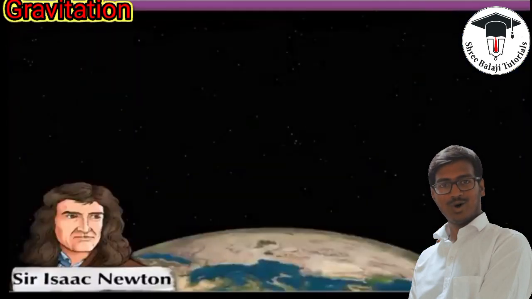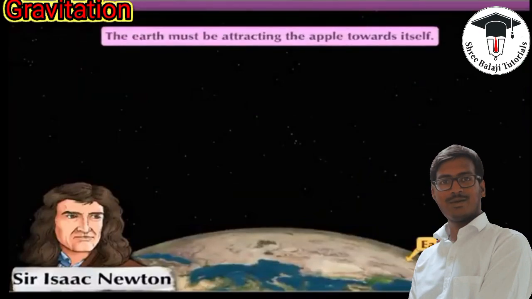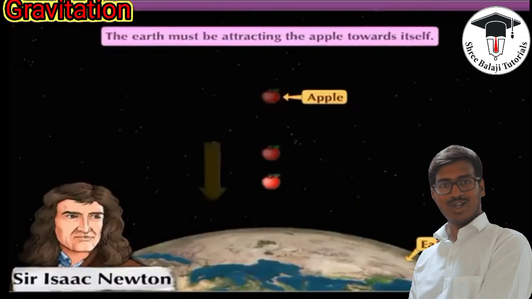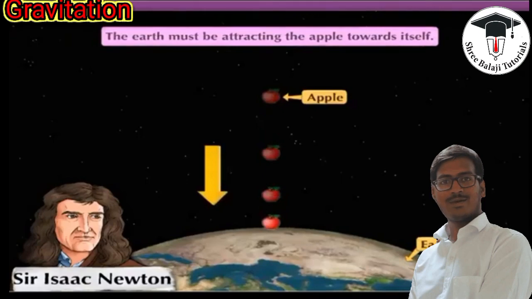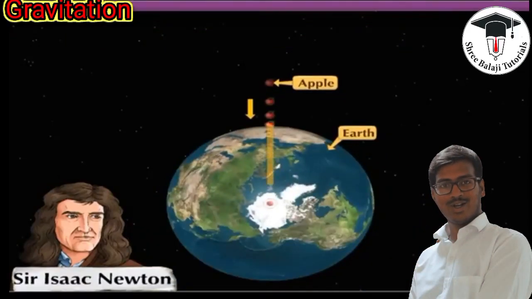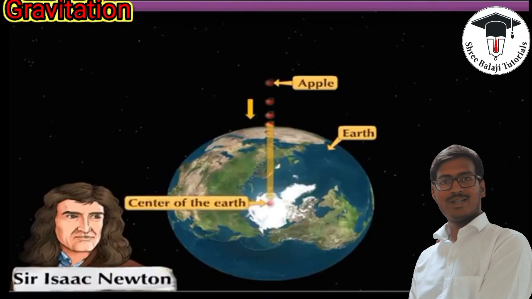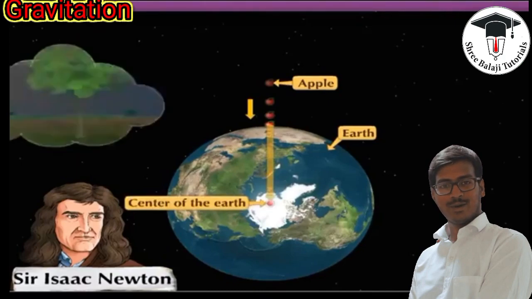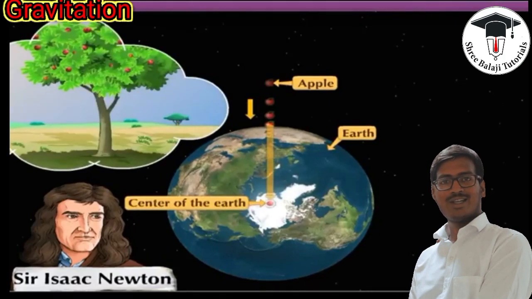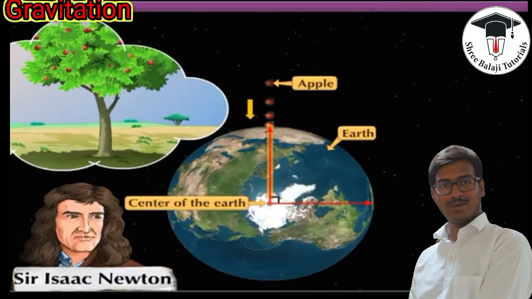After careful consideration, Newton drew the conclusion that the earth must be attracting the apple towards itself, and this attractive force must be directed towards the center of the earth. The direction from the apple on the tree to the center of the earth is perpendicular to the ground, and thus the apple falls vertically downwards. Note that the distances shown here are not according to scale.